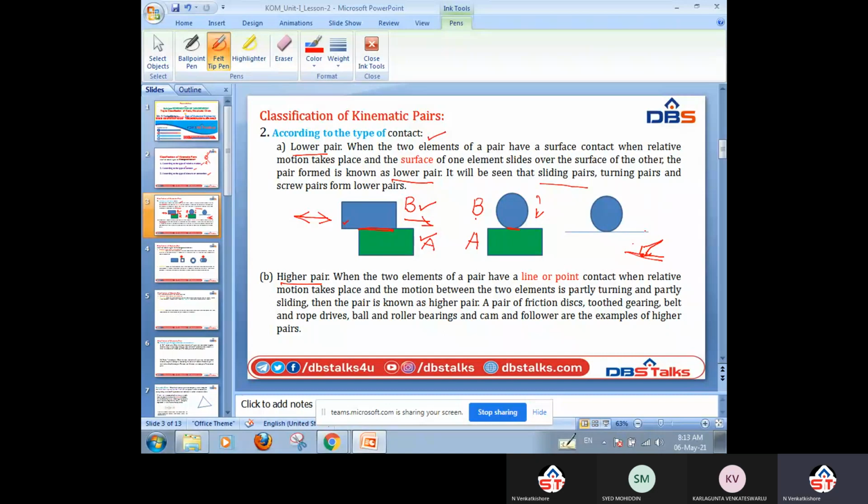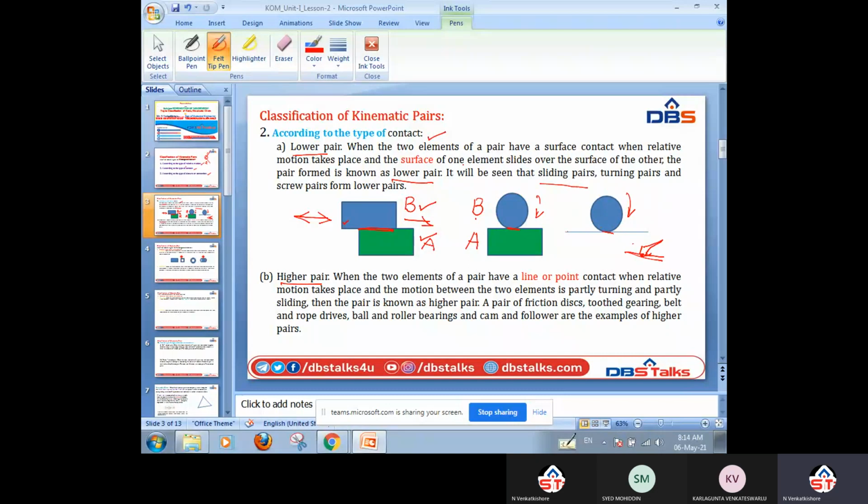So that is called a higher pair. Since we are framing the two elements of a pair with a point contact, we will call it a higher pair. Or otherwise, when a cycle tire is rolling on a road, we will call it a point contact or a line contact. It may result in a point or a line contact.